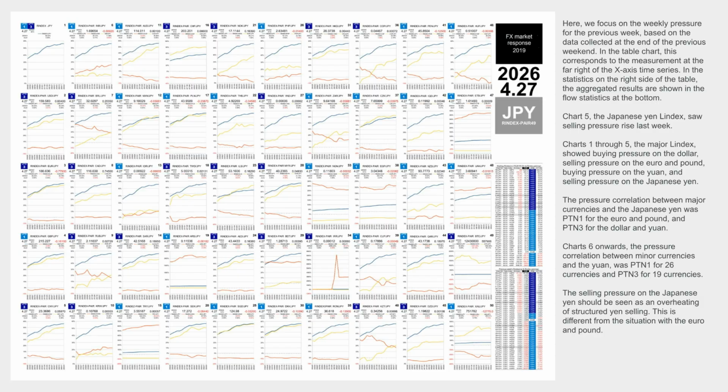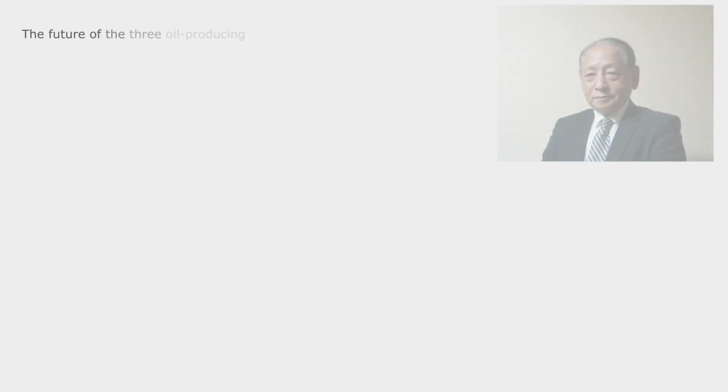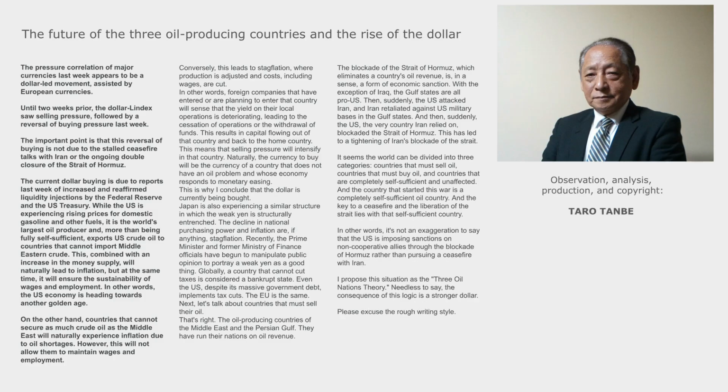The selling pressure on the Japanese yen should be seen as an overheating of structured yen selling. This is different from the situation with the euro and pound. The pressure correlation of major currencies last week appears to be a dollar-led movement, assisted by European currencies. Until 2 weeks prior, the dollar Lindex saw selling pressure, followed by a reversal of buying pressure last week.